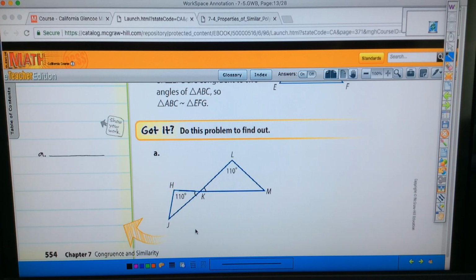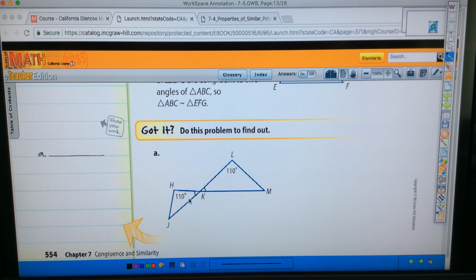So that's enough to be able to say, yeah, these are similar triangles, because I know that they have three angles in common. I know they have 110 in common. I know these two have to be the same because they're vertical angles. So if they have two in common, they have to have all three.